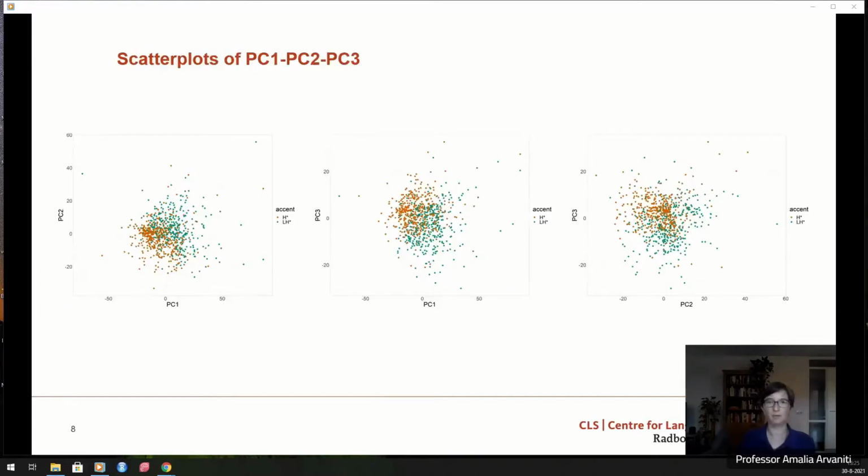Okay. So here we have scatter plots of the PC scores. So PC1 by PC2, PC1 by PC3, PC2 by PC3. And here the LH* and H* accents can be distinguished between these three PCs. So they're distinct in each of these PCs, but still overlap, as you can see. And this captures variability as well as what makes them distinct categories.